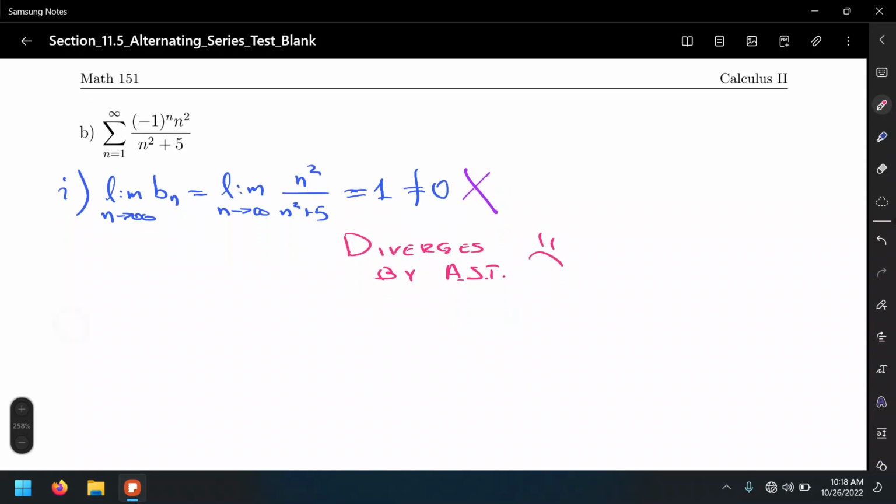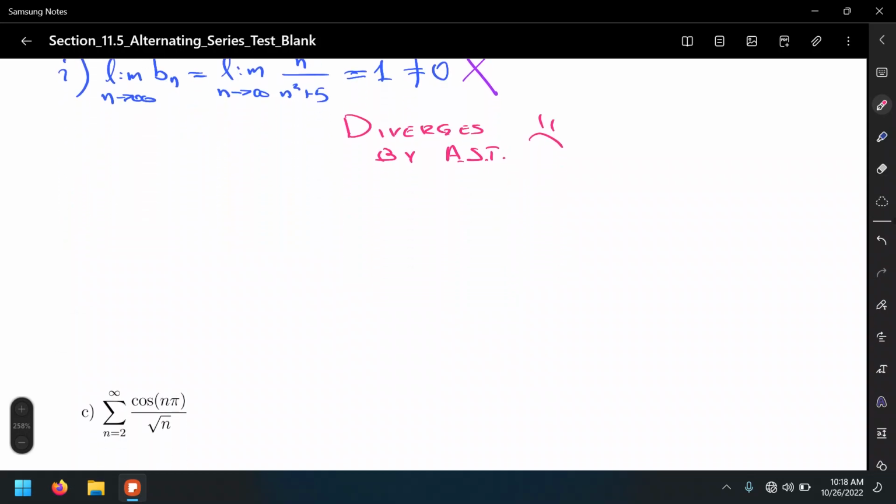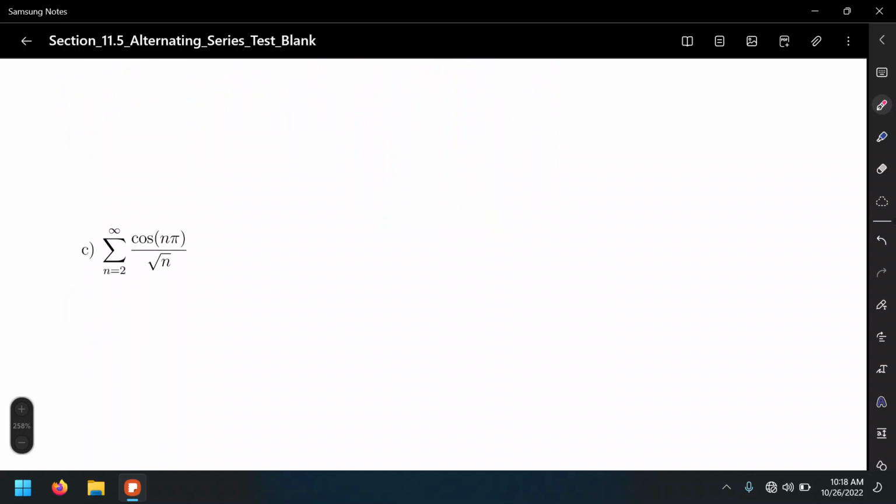Let's do what's next. Letter C, the sum from n equals 2 to infinity of cosine n pi. Well, this series initially doesn't look like an alternating series, but it is an alternating series in disguise. What happens with the cosine function? Isn't it a function that bounces between -1 and 1, depending on the angle? So let's look at this factor in the numerator, cosine n pi.